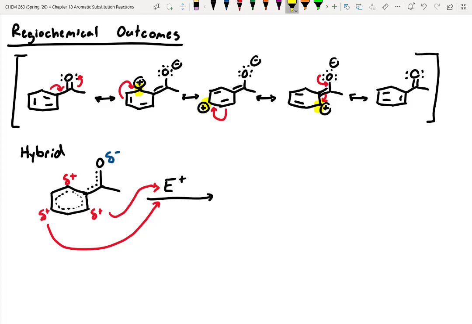Probably not, right? We don't want a partial positive reacting with an electrophile that has a positive charge. Those two like charges will actually repel one another, so that's not going to happen. So instead of those ortho or para positions, the one that makes the most sense is the meta position, the one without that partial positive.